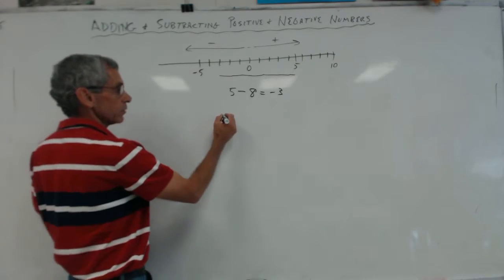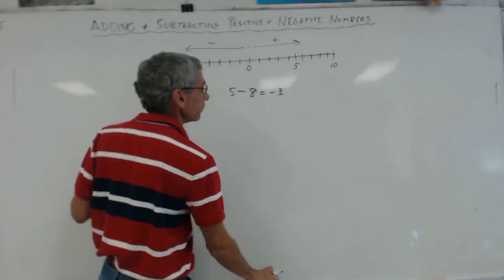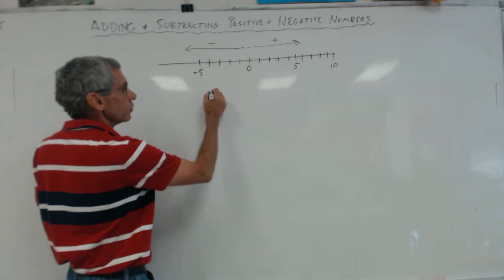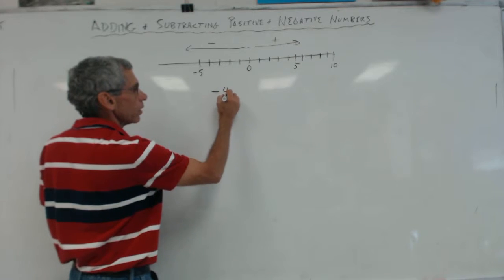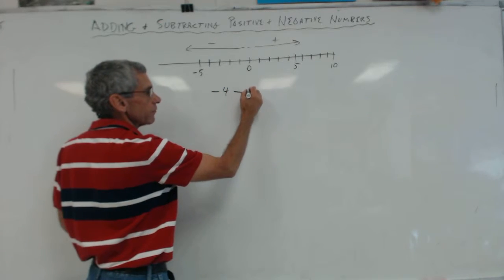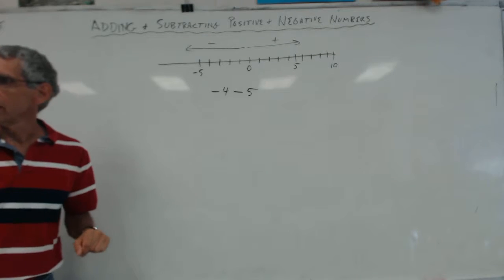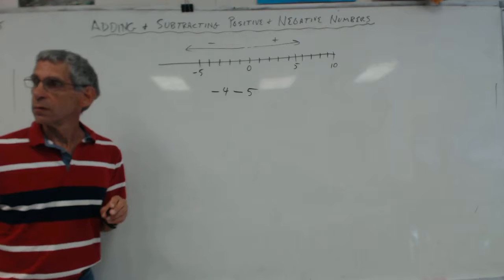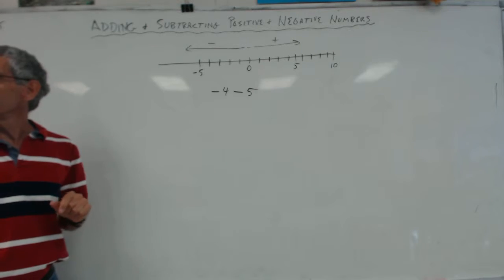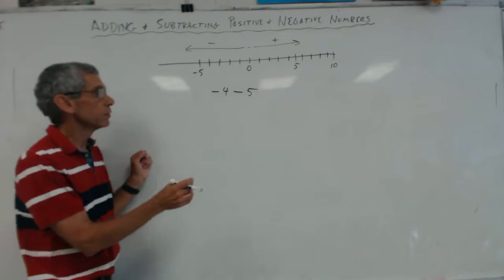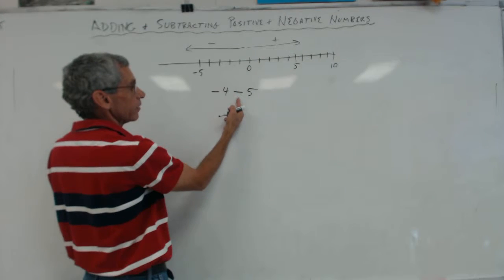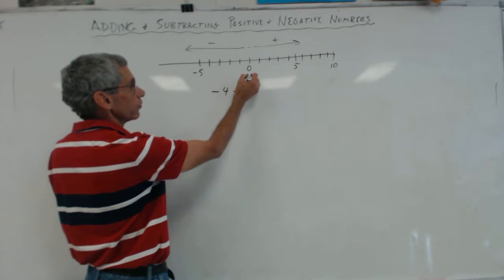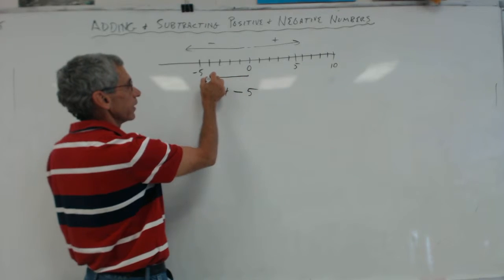Now, what if I gave you negative 4 minus 5? What would I do, John? You would add them, actually. Or no, sorry, with the number line first. I'll start with the negative 4. So from 0, I go 1, 2, 3, 4. That's negative 4, right?